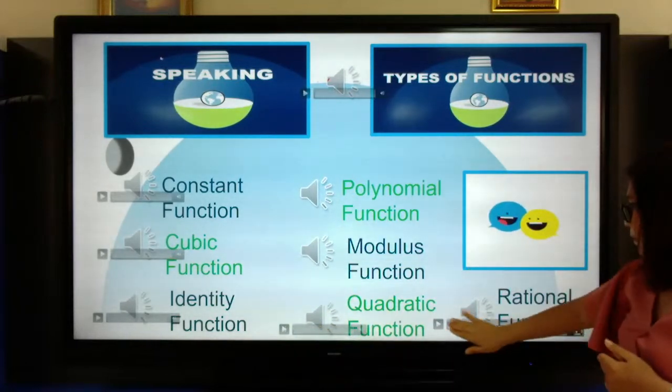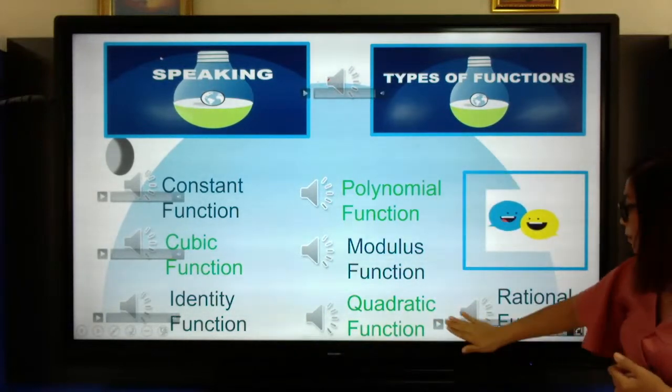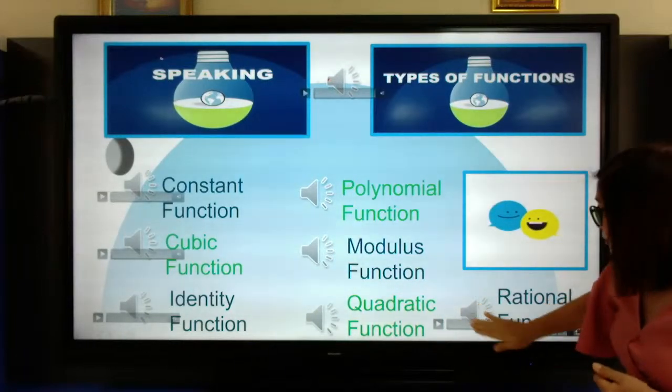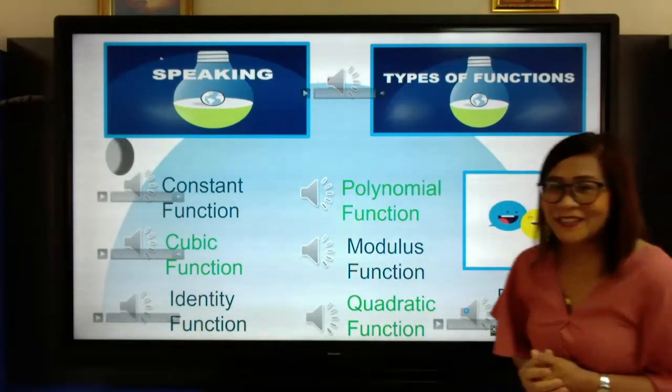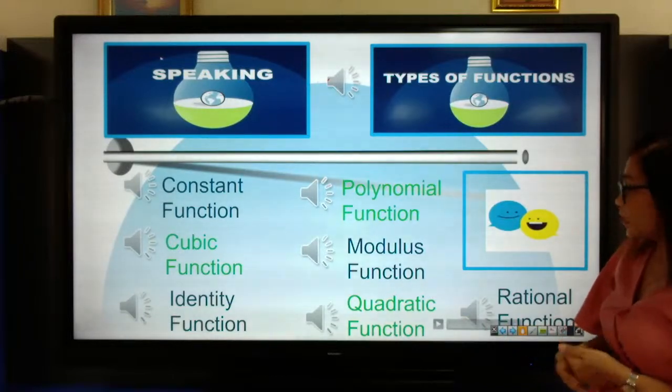Quadratic function. Rational function. Okay, that's it for our speaking activity for today.